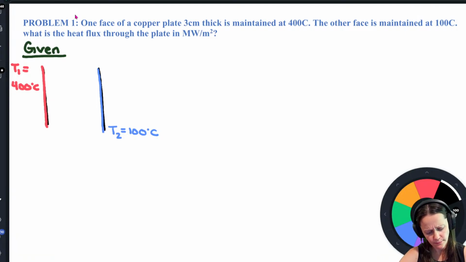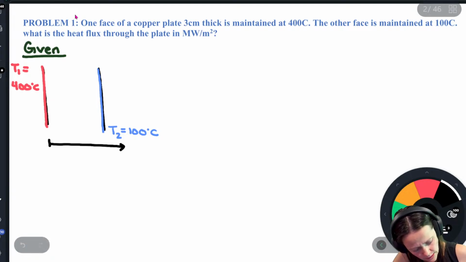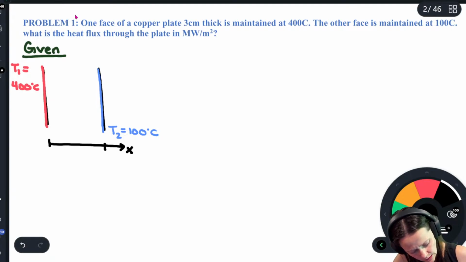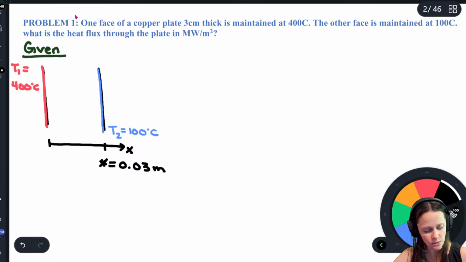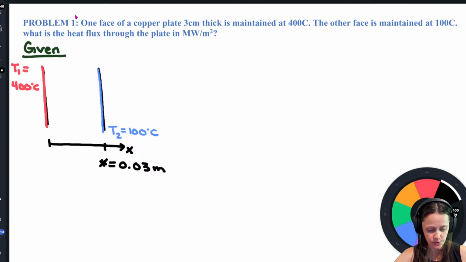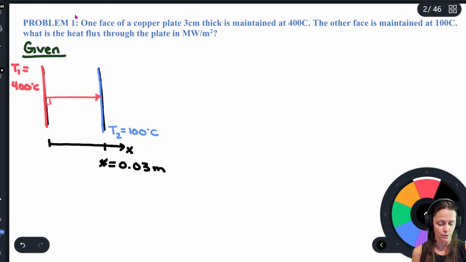I guess the only other thing I might want to do is define my coordinate system. So here's my X. I could call it L, but I'll just call it X. This is 3 centimeters, so 0.03 meters. And that's it. I want to know the heat flux, and it is going to be flowing perpendicularly through those isotherms.